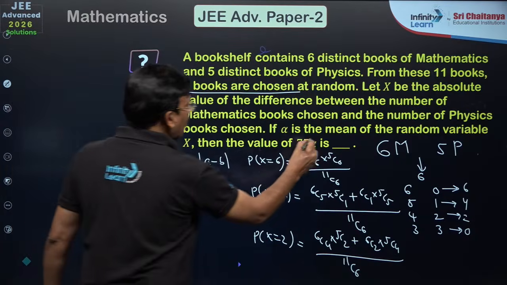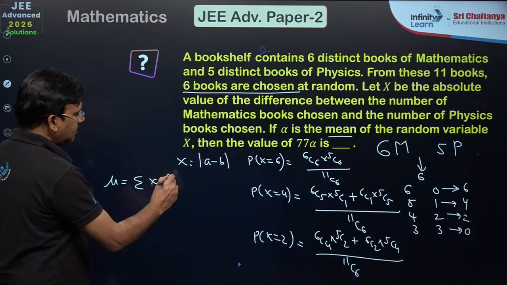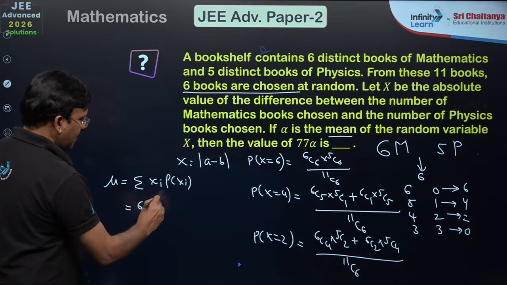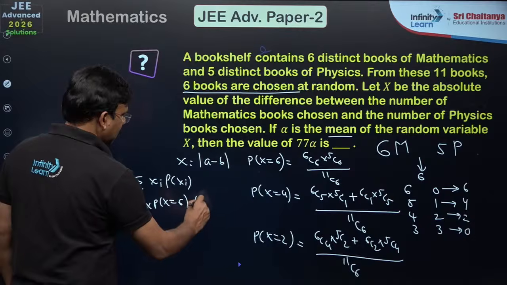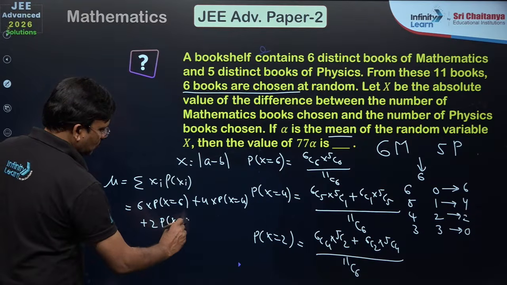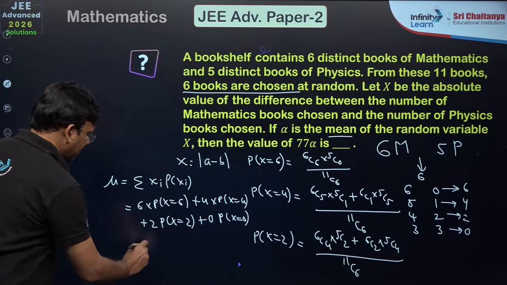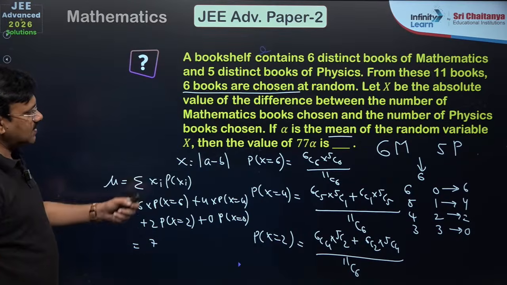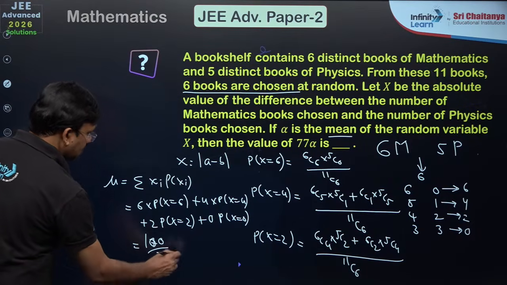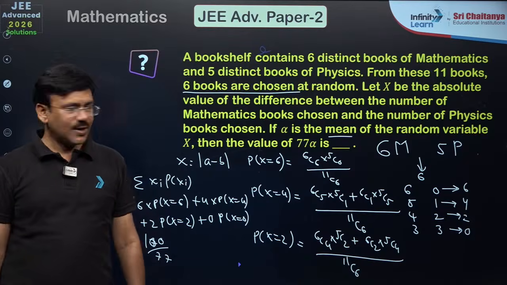Now, I want the mean of this. Mean means sigma xi P of xi. So that means here xi 6 into P of X is equal to 6, already we have this number, plus 4 into P of X is equal to 4, plus 2 into P of X is equal to 2. Of course, 0 into P of X is equal to 0. This is why I didn't write the P of X is equal to 0 case. You just simplify, you will get this. He said this is alpha and it is going to be 100 by 77, you will get 100 by 77, he named it as alpha. So 77 alpha is going to be 100, okay, right.